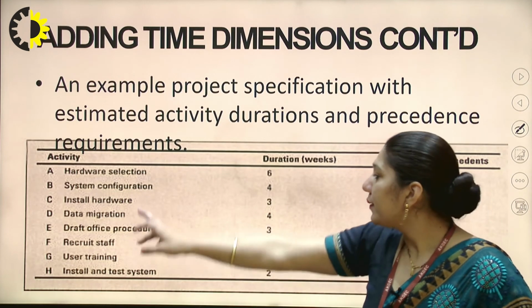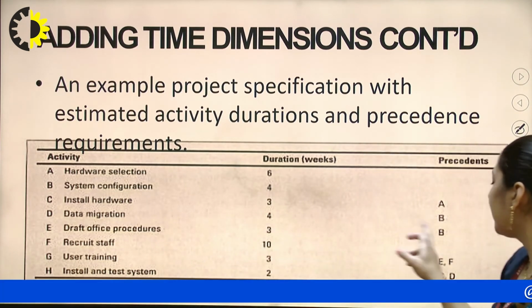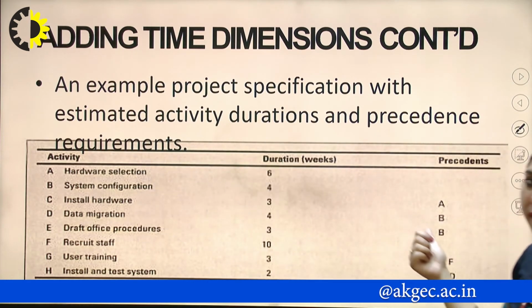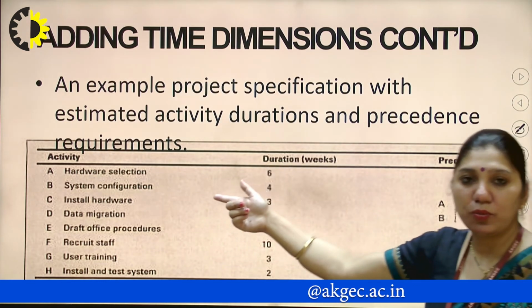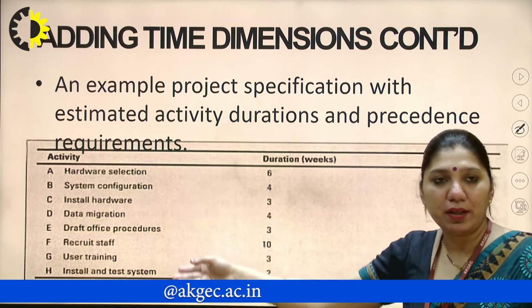Getting my point? Similarly, I can take the data migration. It should be dependent on the B part, that is the system configuration. So we have to mention the precedence, which value has the precedence. First, which work should be completed, then I can start my process. Fine.